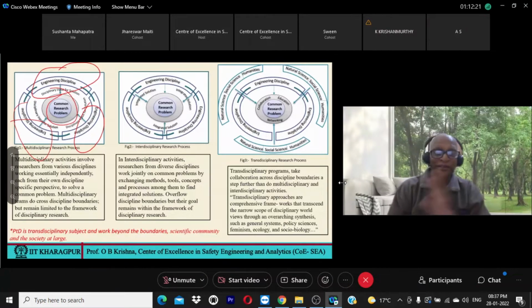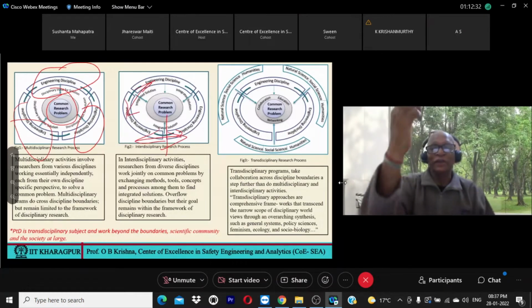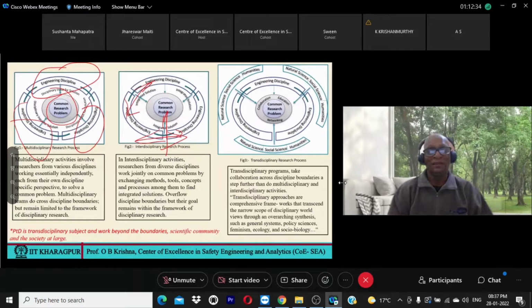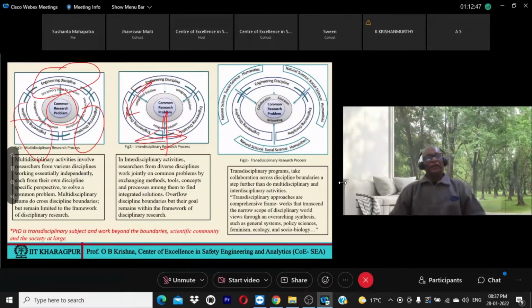Second thing is interdisciplinary. The people work together. They cross the boundaries, and they work to the final solution. So you'll have cross-discipline teams which you make in the industries for solving a problem. Any problem in the industries which you get, you constitute an interdisciplinary team, and they get the solutions.